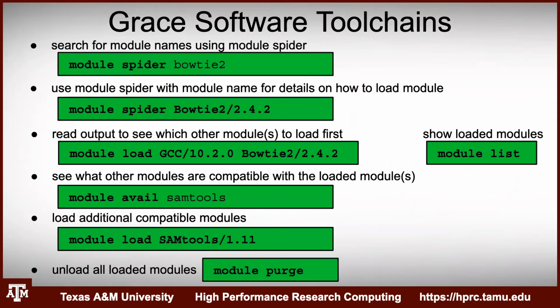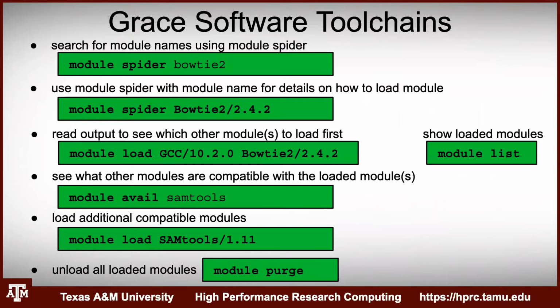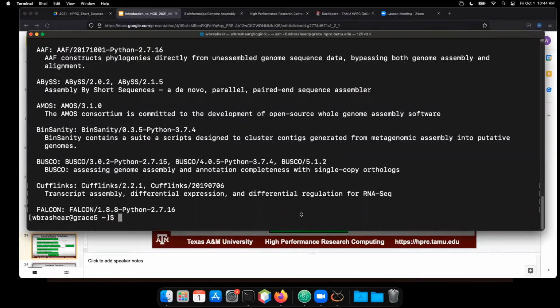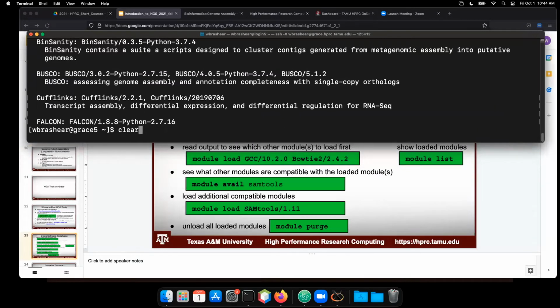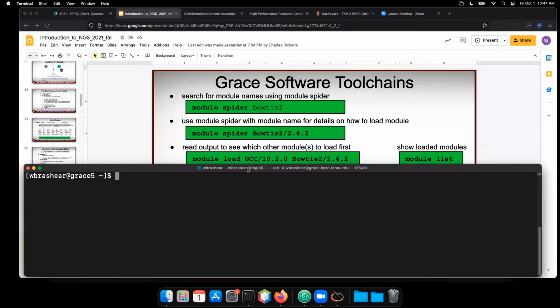So here's our first exercise. So if you guys want to do this, let's see. Log into Grace and we can just play around with this. All right, so the first one, let's look at, like I showed you, module spider gives you information. So let's type this one, module spider Bowtie 2.